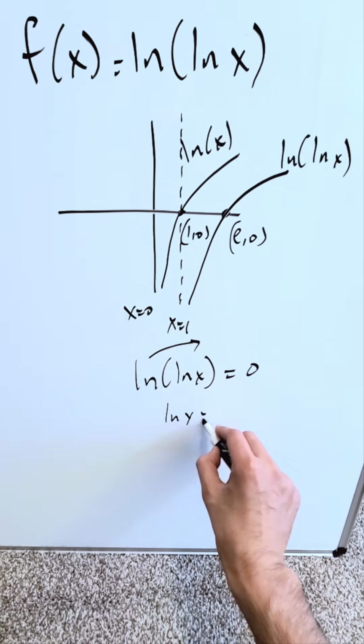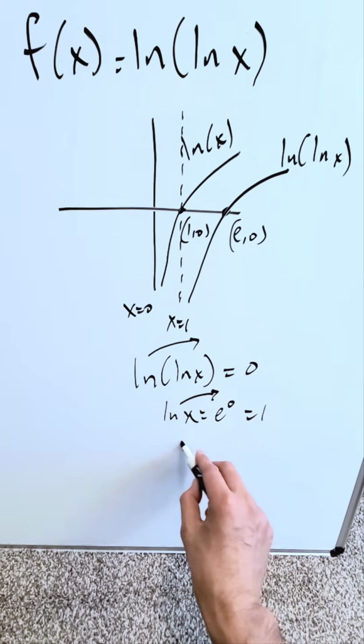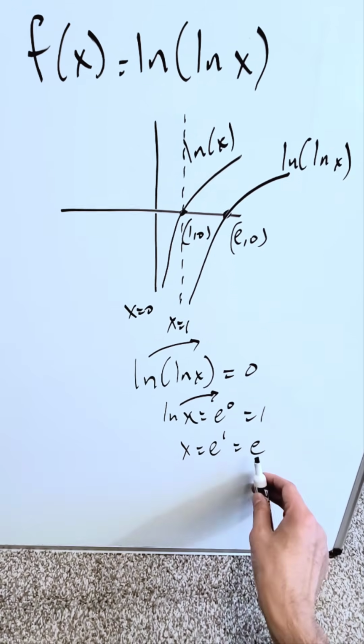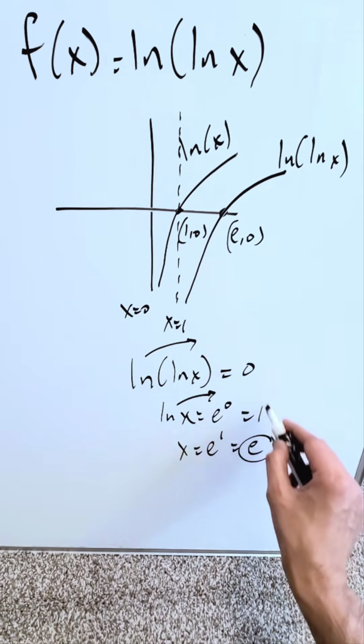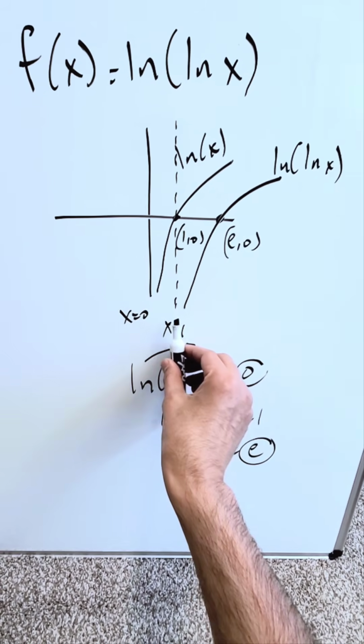I have natural log x is equal to e to the power 0, which is equal to 1. Now push the second natural log to the other side. x here is equal to e to the power 1, which is equal to e. My x-intercept is (e, 0), and you see it, and it's correct. New vertical asymptote, x is equal to 1.